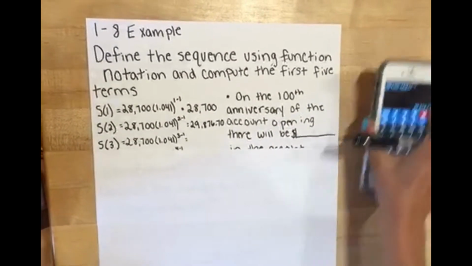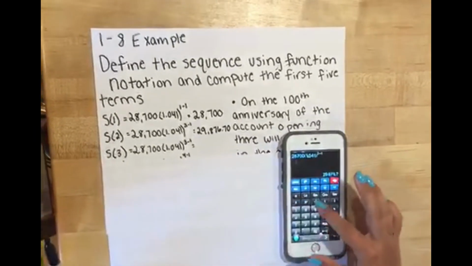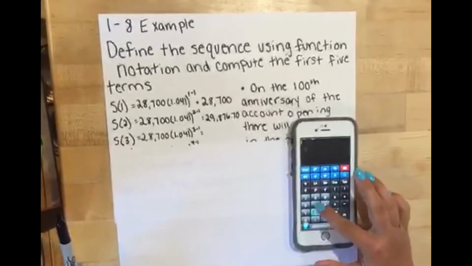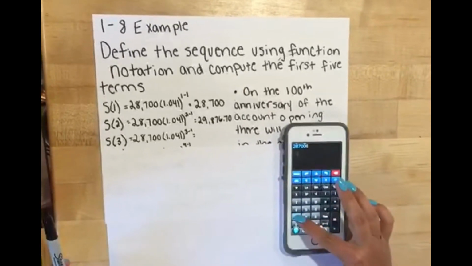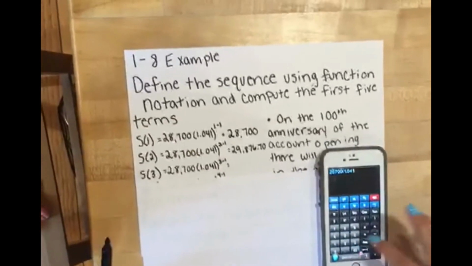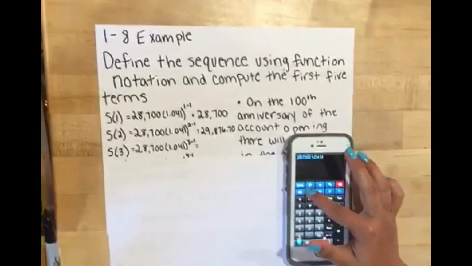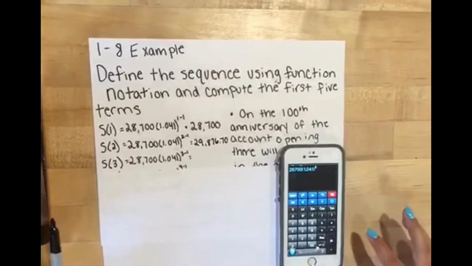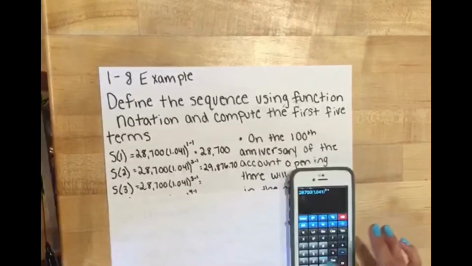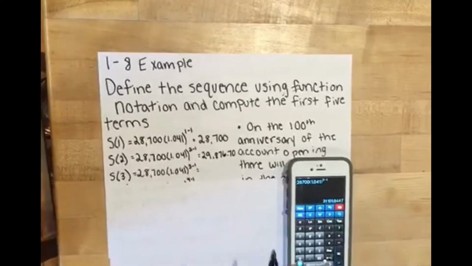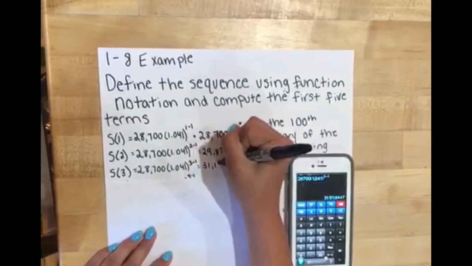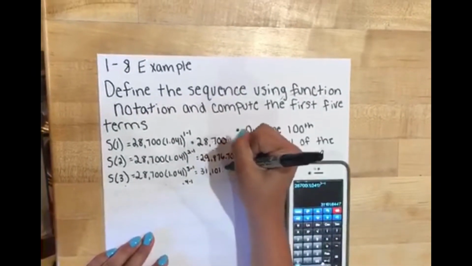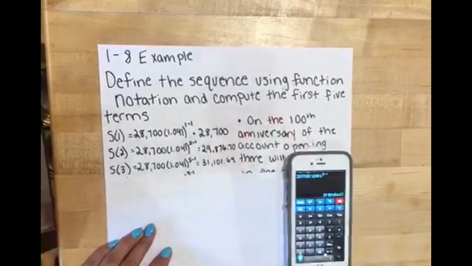So now if you want to do it after 3 years, you do the same thing. 28,700 times 1.041, except this time instead of raising it to 2, you're raising it to 3 minus 1. And that gives you a value of $31,101.64.